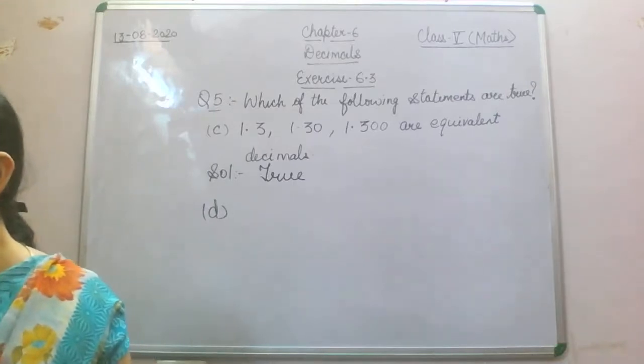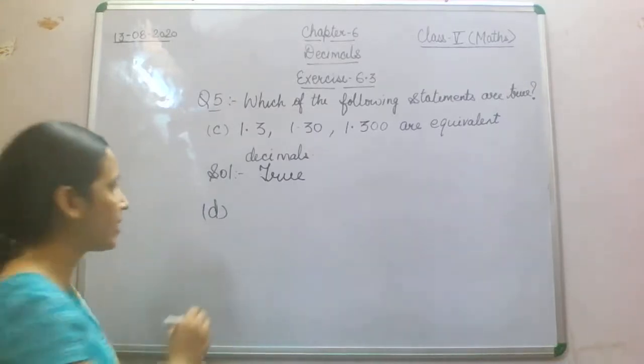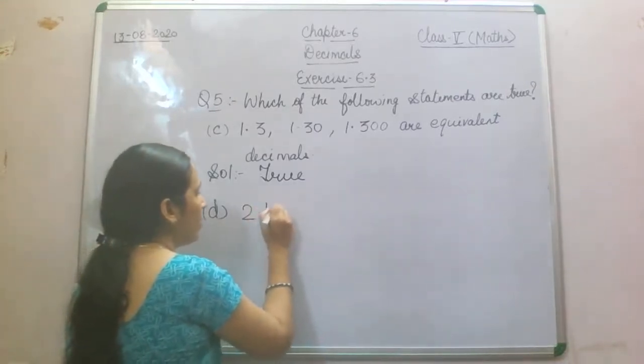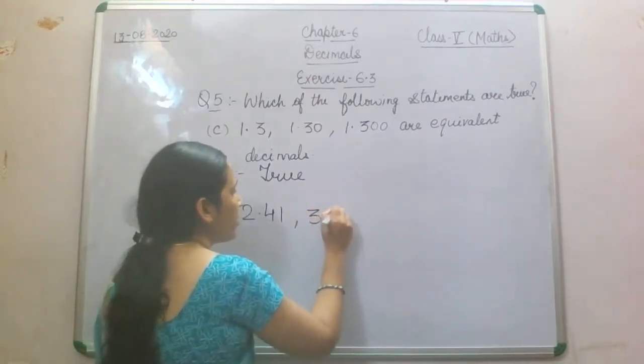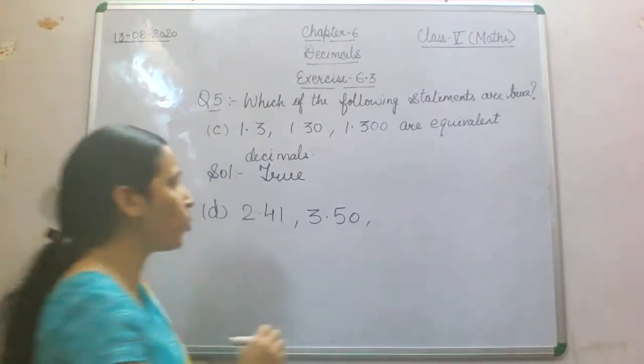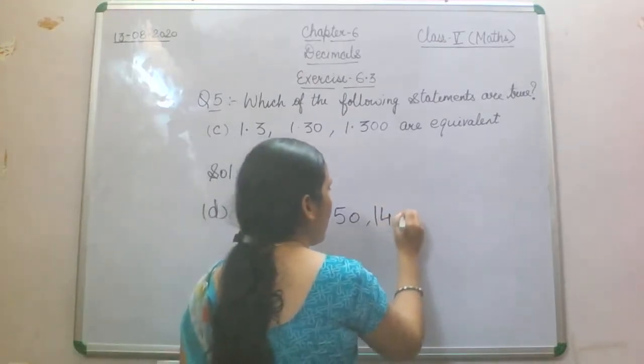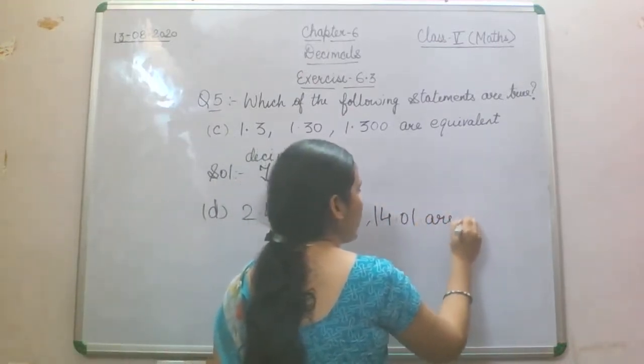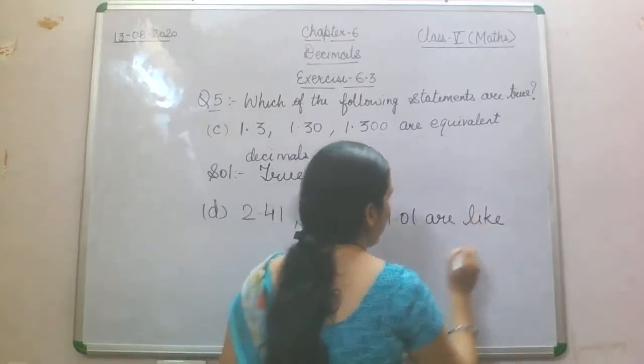So now let's do the D part. In D part you have been given 3 numbers again, that is 2.41, 3.50 and the last number is 14.01. Again the question is the same, are they like decimals?